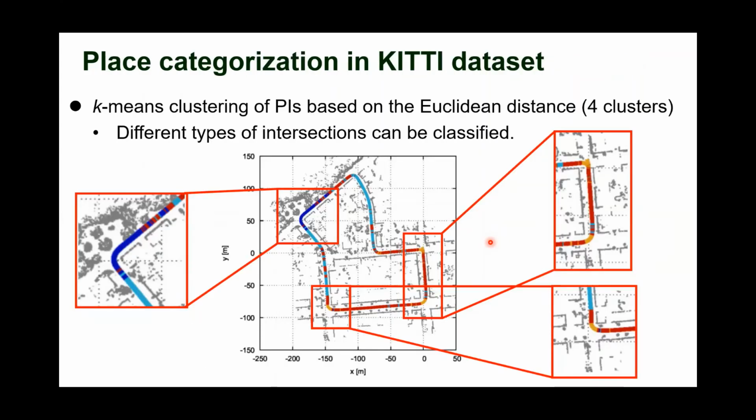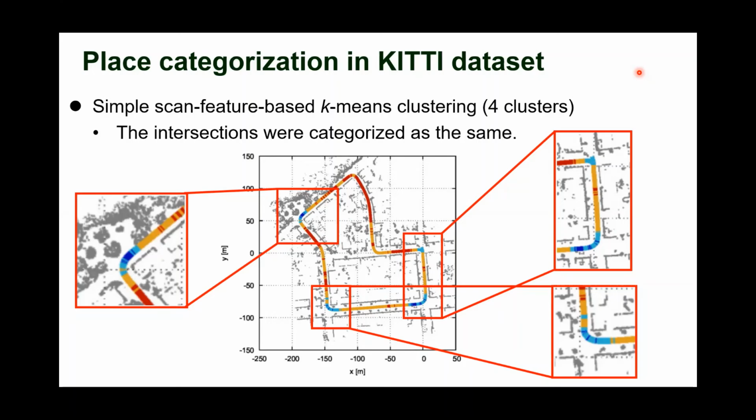We also apply the persistence image to place categorization. In the place categorization, we perform the Euclidean distance-based k-means clustering. In this case, the number of clusters was set to 4. In this environment, we can see 3 cross intersections, and in the top left area, we can see a T intersection. The persistence image-based clustering can distinguish the different types of intersections.